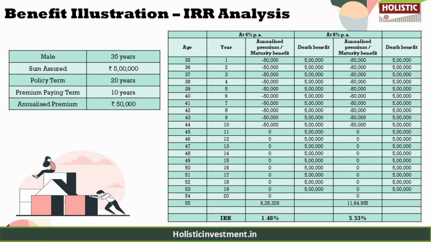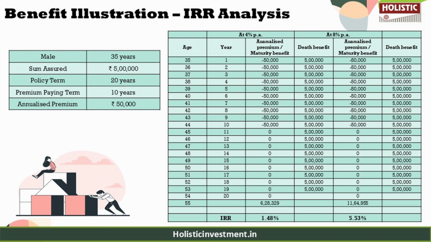So for calculation purpose, let us assume that a 35-year-old male has invested in this policy with a sum assured of 5 lakhs, a policy term of 20 years, and a premium payment term of 10 years. So the annual premium is 50,000 rupees, and he has selected plan option 2 plus. So if he pays premiums regularly, he becomes eligible to receive the fund value along with guaranteed loyalty additions at the end of the policy term.